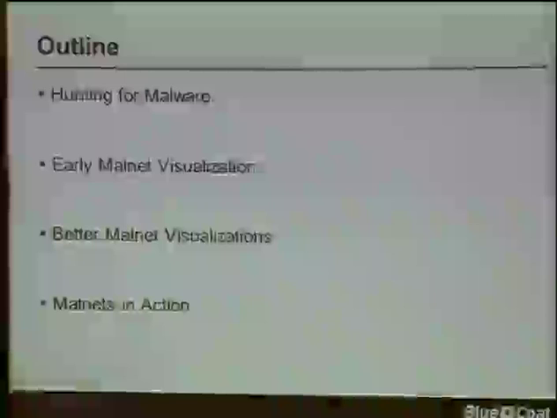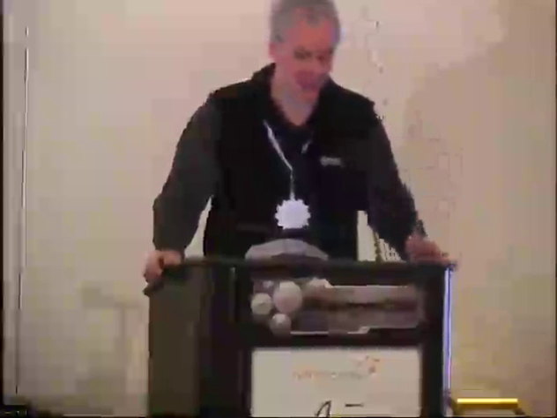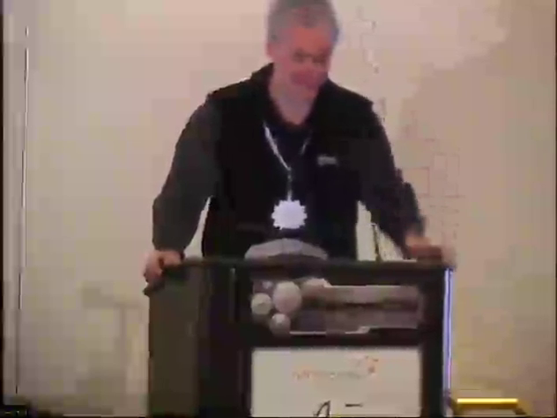Okay, so the outline: we're going to start off talking a little bit about hunting for malware on the web, and then taking what you find and doing our early efforts at making it look cool, and then our better efforts at making it look cool, and then some of the practical applications of it.